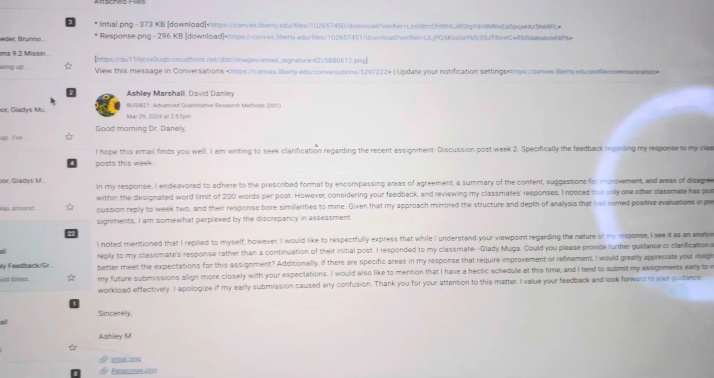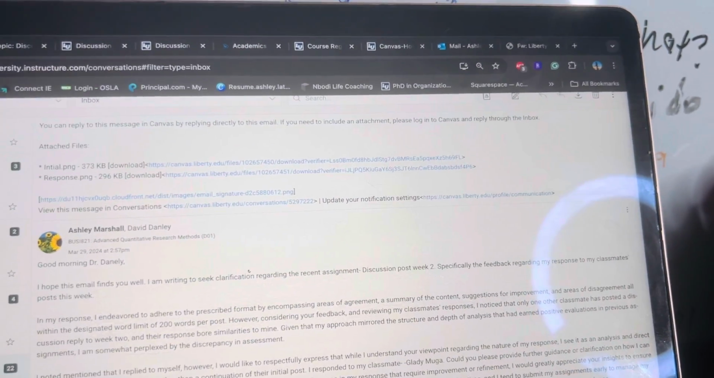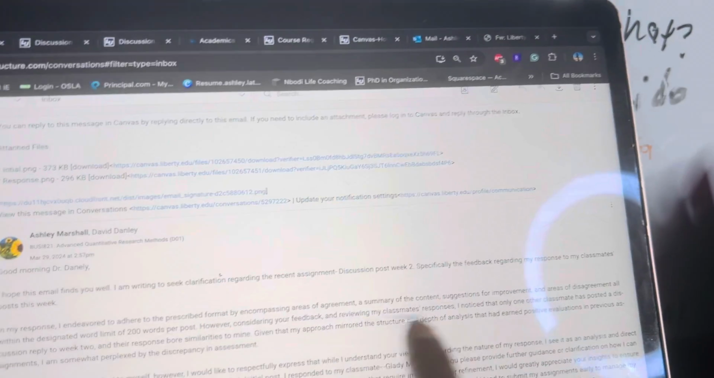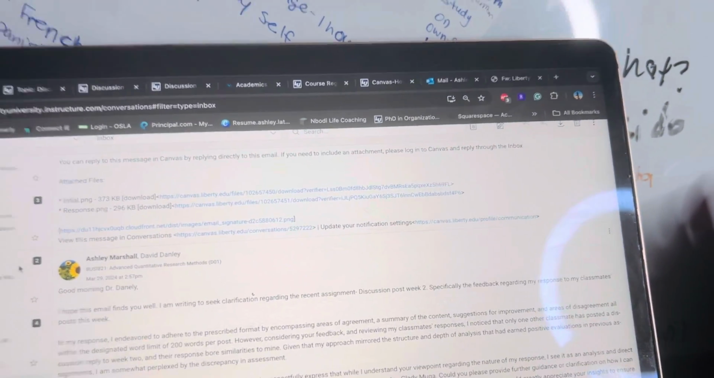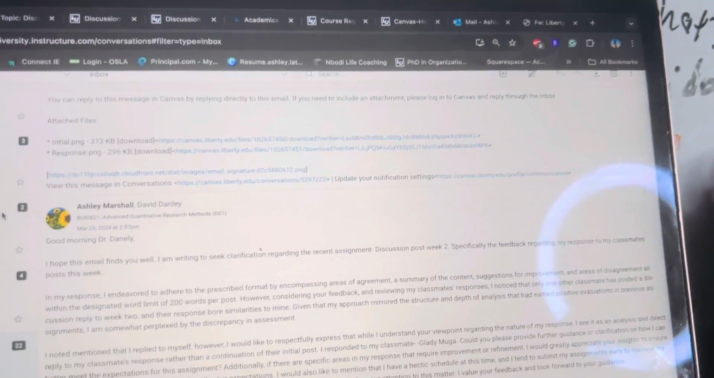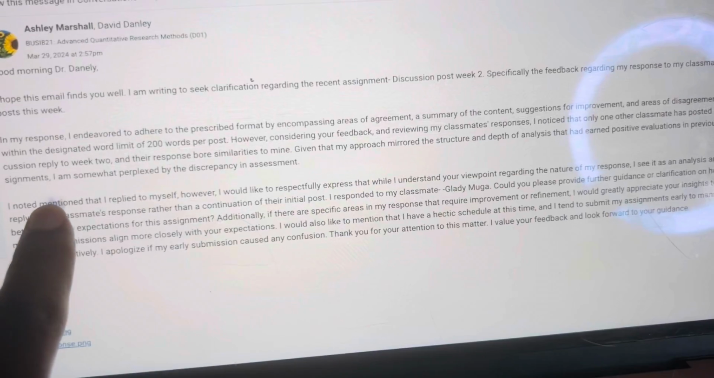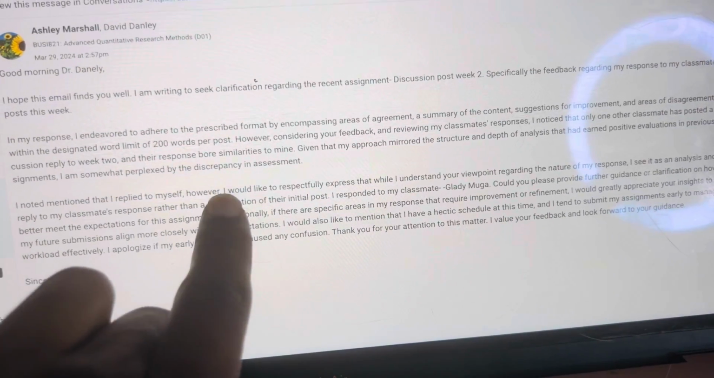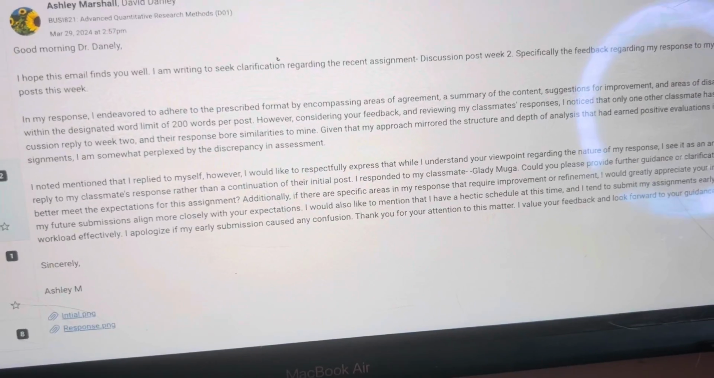So meaning I'm also pointing out that other students did not follow the rubric, meaning the breakdown of the things that I listed. As a matter of fact, they did more so what Dr. Danley has suggested in his comment, right? But that's not the rubric. You get what I'm saying? And anyways, I noted that he mentioned that I replied to myself.